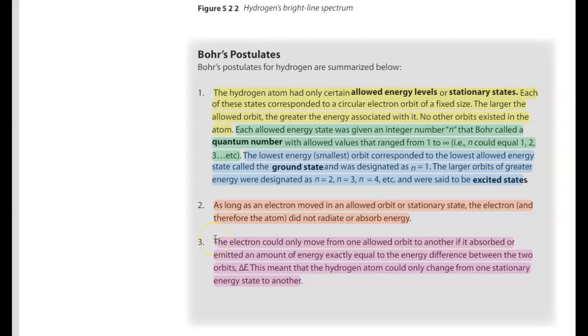Lastly, the electron can only move from one allowed orbit to another if it absorbs or emits an amount of energy exactly equal to the energy difference between the two orbits, the change in energy. This meant that the hydrogen atom could only change from one stationary energy state to another, and could therefore also, like I've said a few times, only absorb or emit specific or certain amounts or quanta of energy.